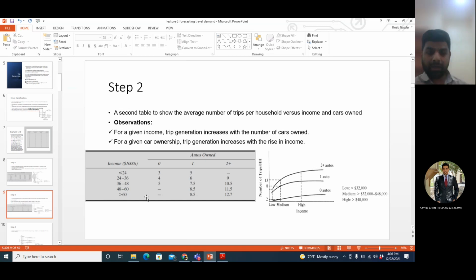Okay, so households having less than or equal to 24,000 income with zero cars on average had 3 trips. Those having one car on average had 5 trips, and so on and so forth. So we found the average number of trips for each category of cars owned and income.